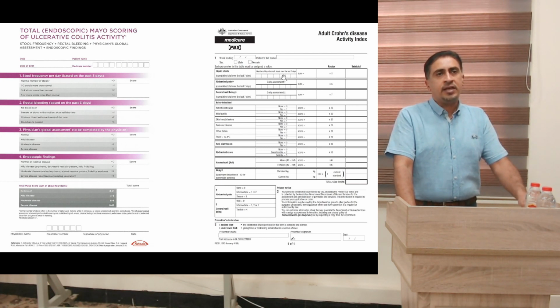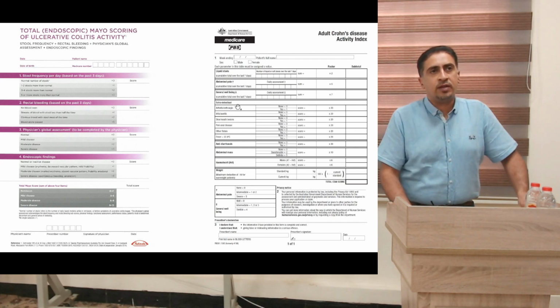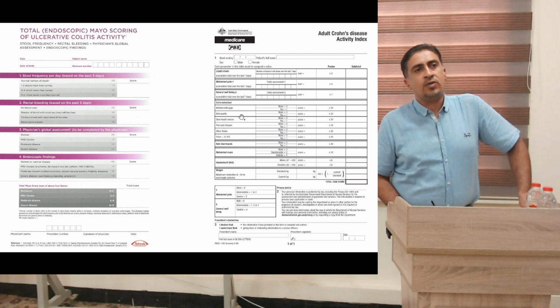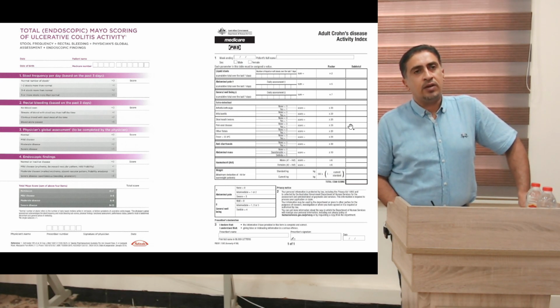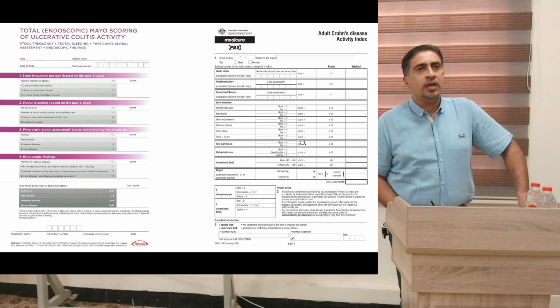And this is the CDAI. So there are certain symptoms. It depends on the stool frequency, the presence of abdominal pain, general well-being, and also the intestinal symptoms. For each of these we give a certain score, and we categorize the patient as having active disease or remission.